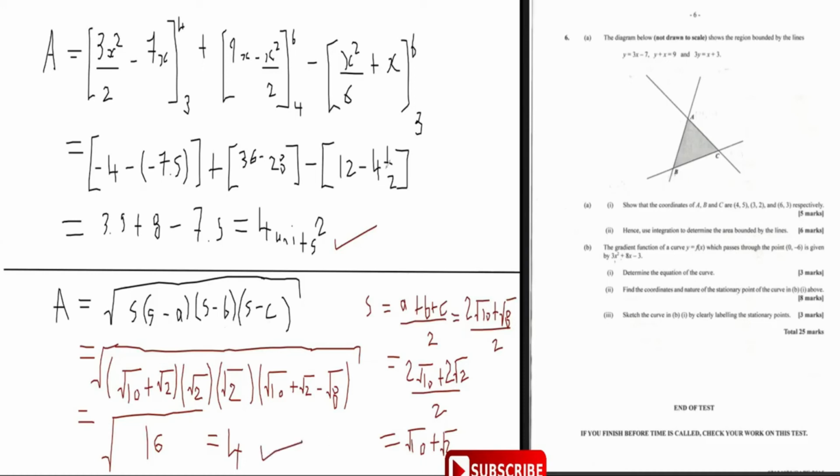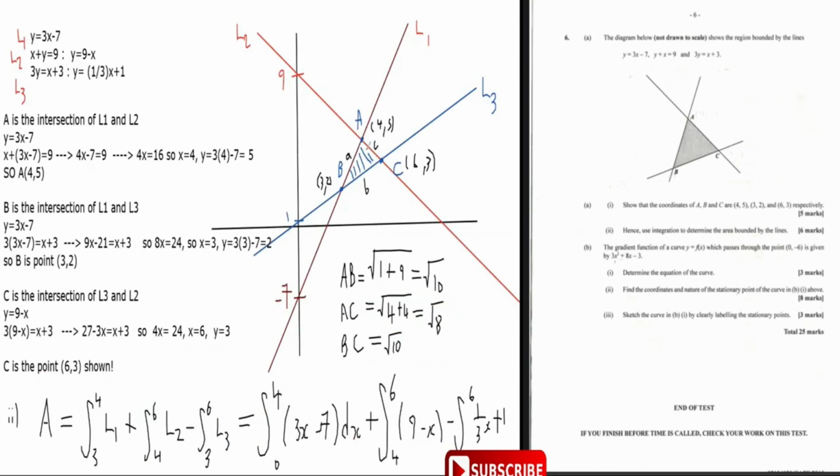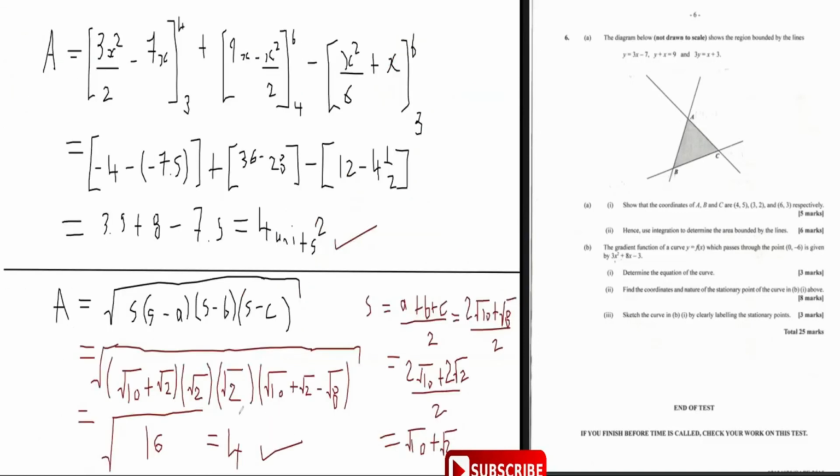Now you didn't have to check it like that. You could have found one of these angles and used area as a half AB sine theta. And once you get the same answer, you know you're right. The only reason I did it this method was to show you that the integration method is the same. They're both the same. And so therefore we can conclude that the area is indeed correct.